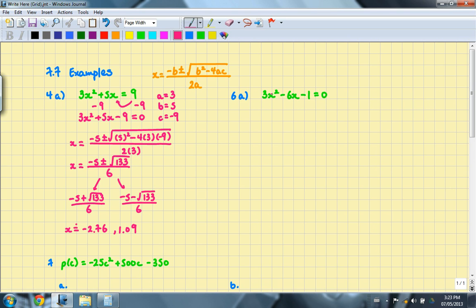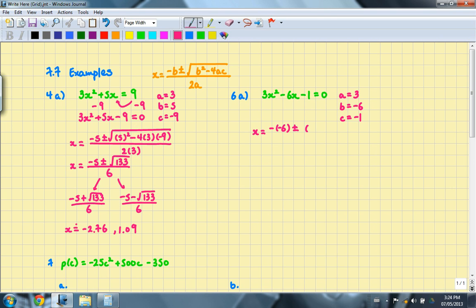Okay. Fortunately for us, this one, everything is on the right side already, so we just have to list out what a, b, and c are. A is going to be equal to 3, b is equal to negative 6, and c is equal to negative 1. Okay, so once again, I have my quadratic formula set up. X is equal to negative, in this case, negative 6. So that will be positive in the end, of course.